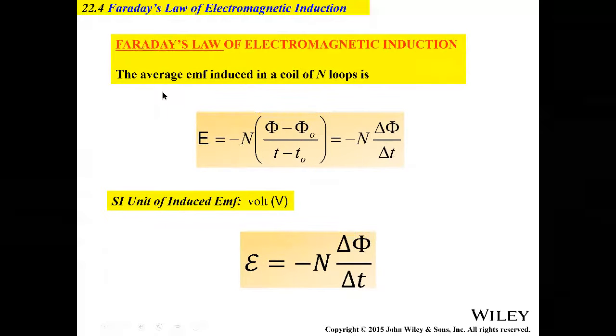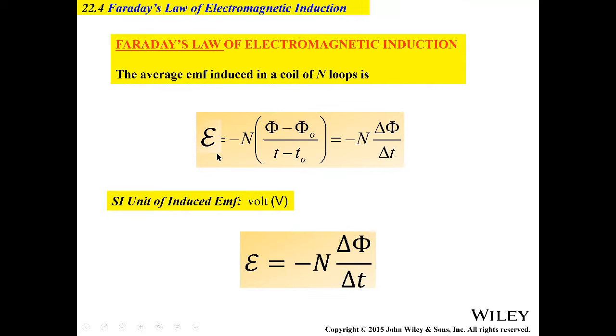Okay, now we come to the central point of electromagnetic induction, and this is called Faraday's law. For Faraday's law, you are talking about a coil that has n loops. Oh, by the way, I don't like this E, so I should have immediately changed it. This is from the book.